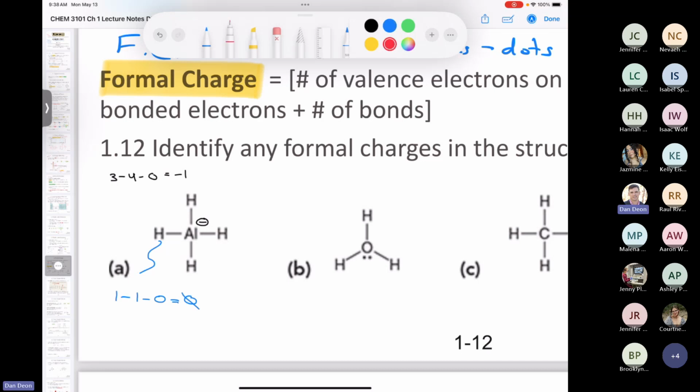Now, let's try it one more time here. If we look at this oxygen, oxygen has 6 valence electrons, minus 3 sticks, minus 2 dots, which gives us positive 1. So that tells us that the oxygen here has a plus 1 charge.